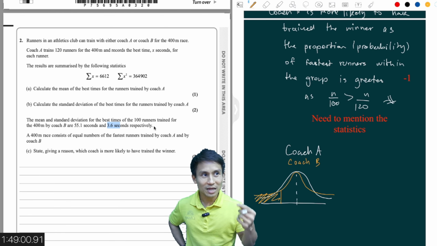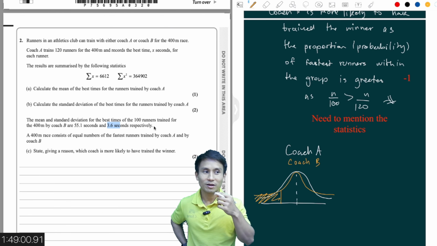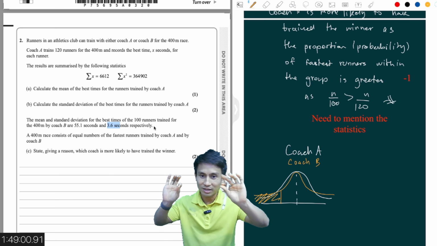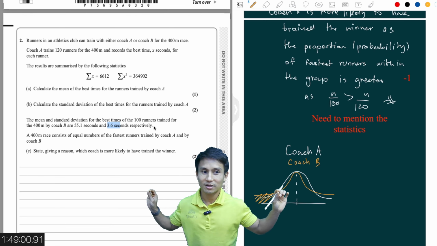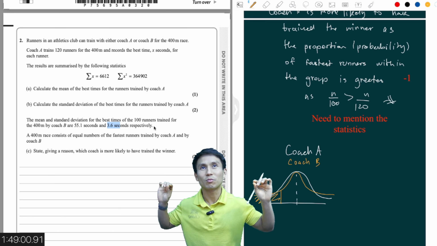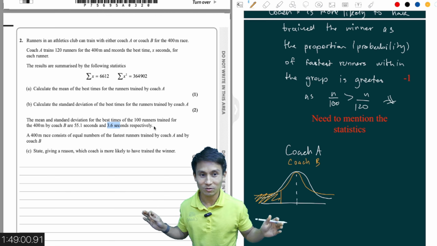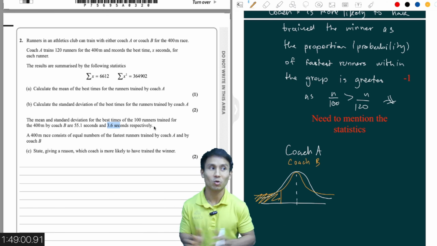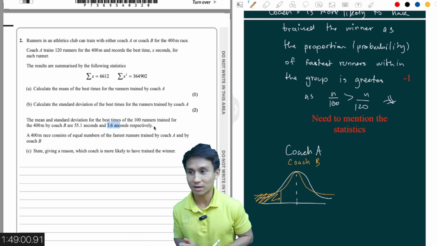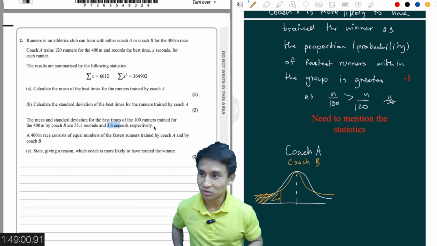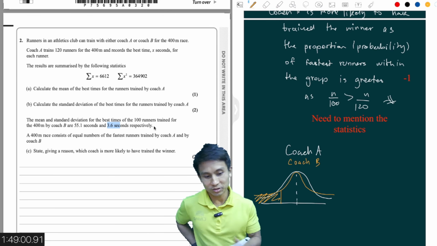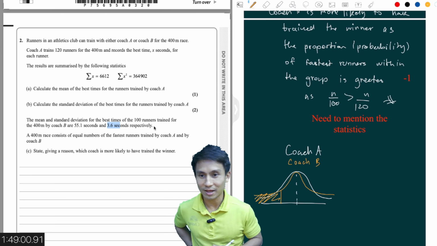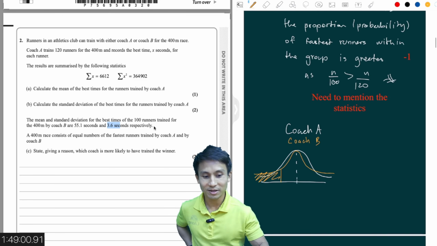So equal mean, different standard deviations mean that one is more spread than the other. And the more spread one will have more probability for faster runners, or even slower runners, like the extreme ends of the bell curve will have more area compared to coach A. All right, so those are just the reasons there. I just know that I need to mention the statistics given, and I didn't, so that's wrong, so I deducted 1 mark there.